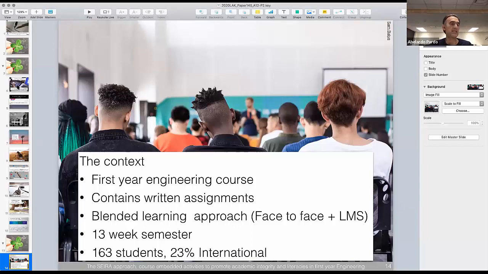The design approach is fairly blended, so we have face-to-face sessions where students interact with lectures and tutors, but we also have quite a substantial set of resources in an LMS. The course lasts for 13 weeks, and we had an enrollment of 163 students, 23% of them international students.